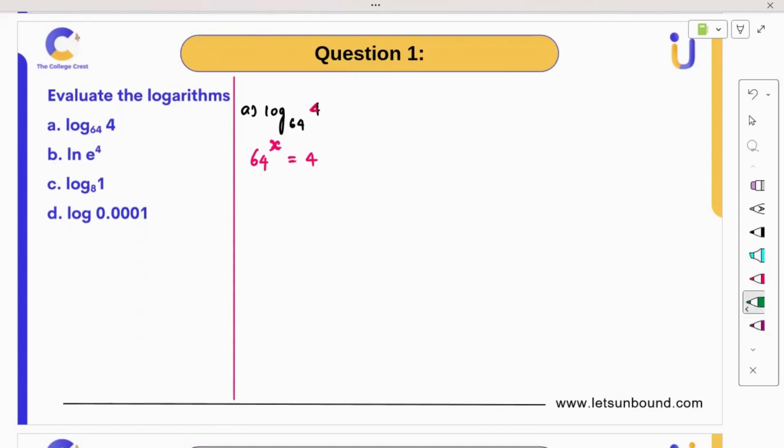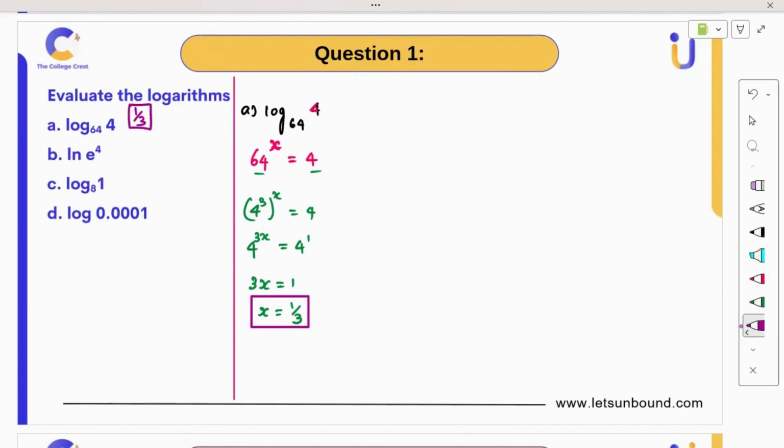Okay, how will you solve it? Let's make the same base, which is 4. 64 we can write as 4 cubed, whole power x, equals 4. 4 power 3x, by the power rule, equals 4 power 1. So when two exponent forms are equal and their bases are the same, their exponents must be the same. So 3x equals 1, and x is 1/3. And this is our final answer.